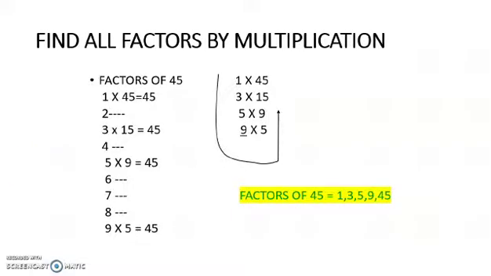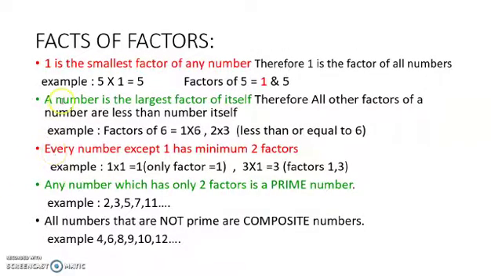So this is an interesting fact to remember, that a number is the largest factor and all other factors of a number are less than the number itself. Next one, every number except 1 has minimum 2 factors. All other numbers, only 1 is special or unique.